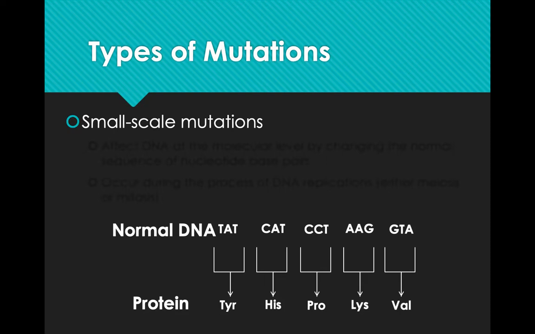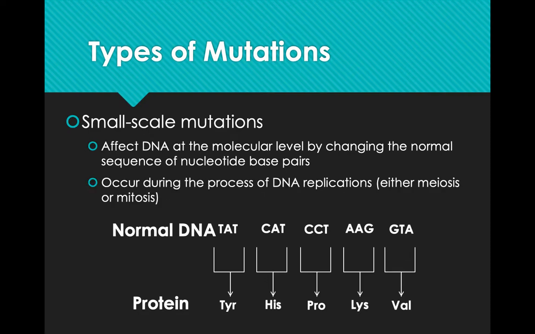So, the first types of mutation we're going to talk about are small scale mutations. These are mutations that just affect the actual DNA itself, like the base pairs or the sequence of base pairs. It occurs during replication. It can occur in meiosis in your sex cells, and then that mutation would be passed on to your offspring, or it can result in mitosis in your body cell replication. And in that case, remember, it would not be passed on. It's just a mutation that occurs in your body only.